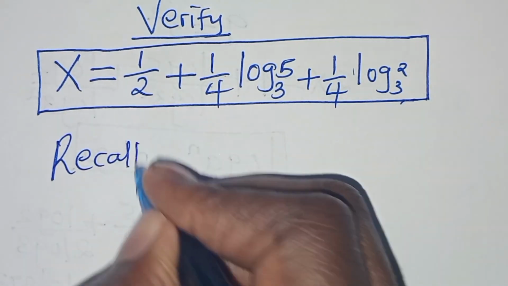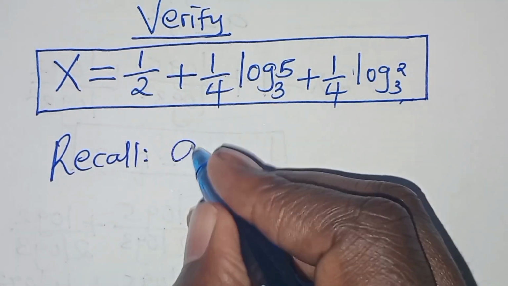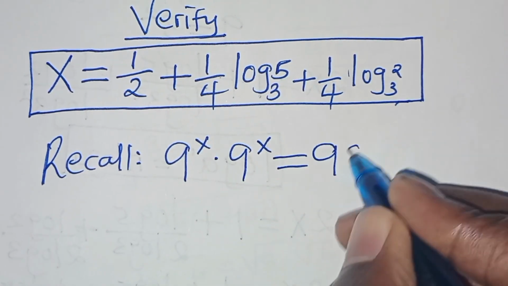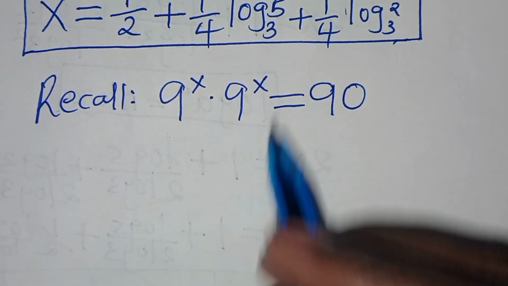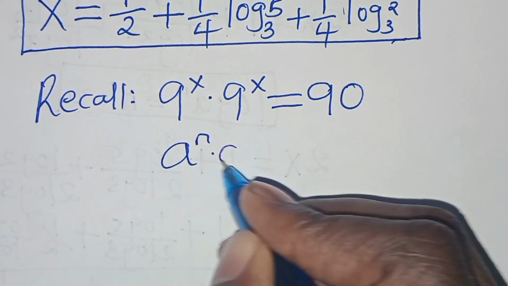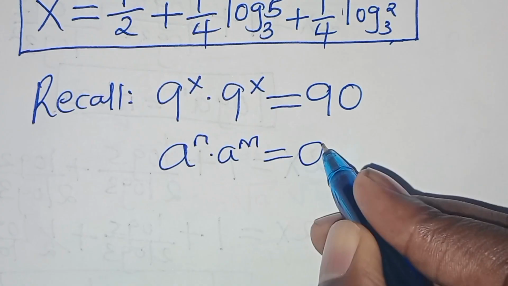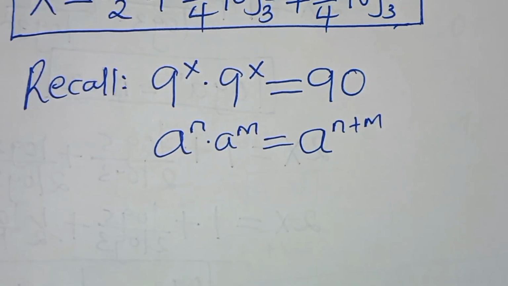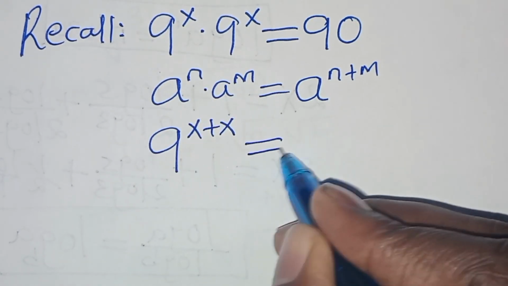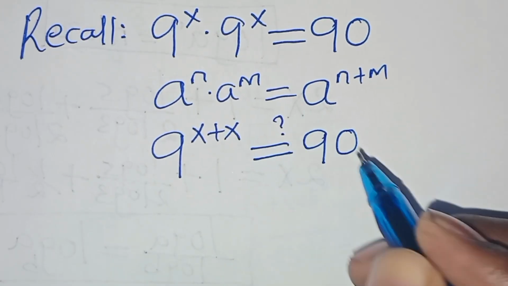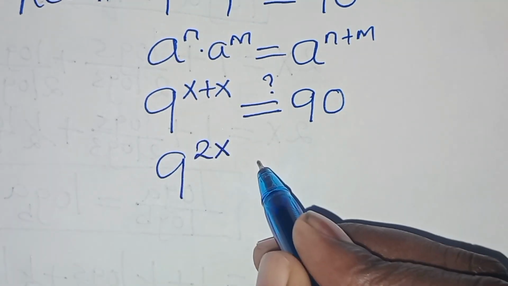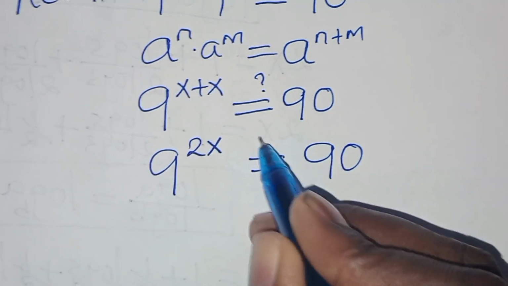Now, if you recall here, we end at 9 to power x times 9 to power x. This is supposed to give us a value of 90. Now, you find that 9 to power x times 9 to power x is in the form of a to power n times a to power m, which we can express as a to power n plus m. So this is the same thing as 9 to power x plus x, which is 9 to power 2x. This is supposed to give us a value of 90.